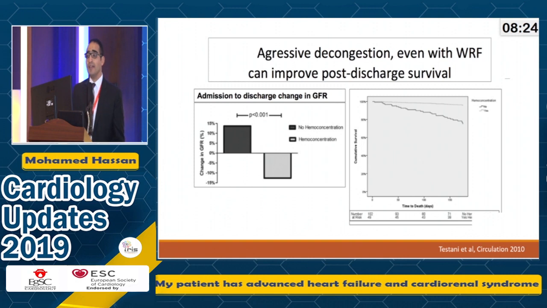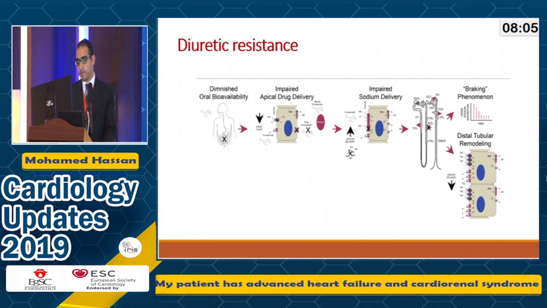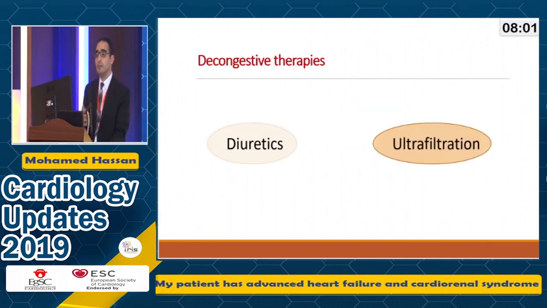And we know that aggressive decongestion, even with some elevation in kidney function, is associated with better outcome than having volume overload with normal kidney function. So we may accept some increase in the renal function in order to decongest the patient, which has better long-term outcome.